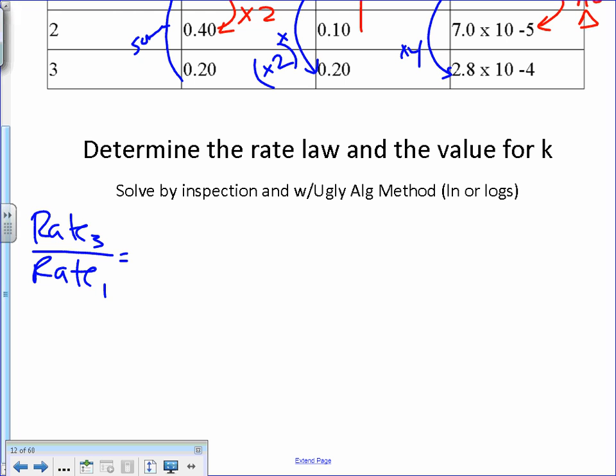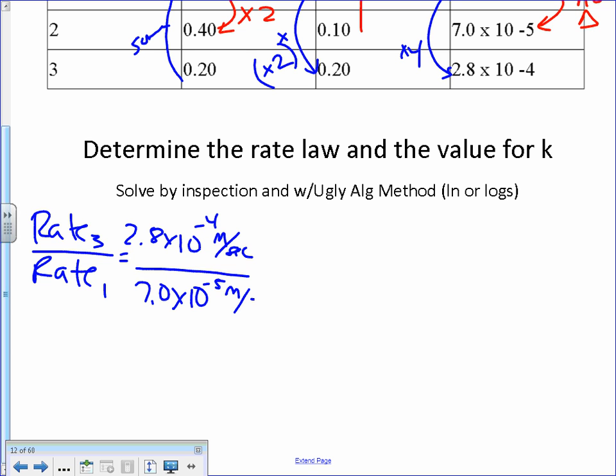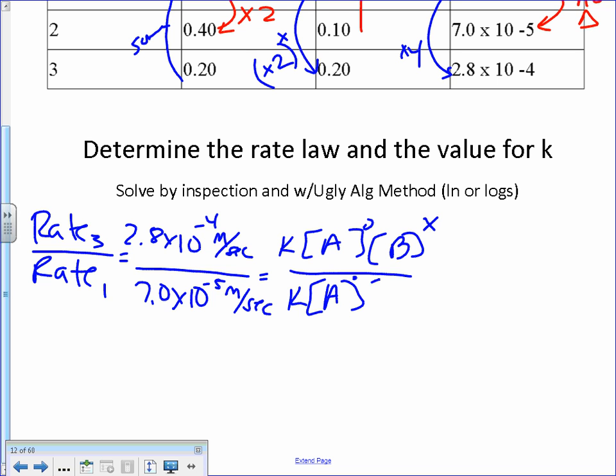What was rate 3? 2.8 times 10 to the -4th molar per second. And rate 1 is 7.0 times 10 to the -5th molar per second. Okay? And then what do the rate laws equal? Would they equal the same format? What's the first thing in a rate law? K. Okay? Times the concentration of A to the 0 we had already figured out. And let's pretend we don't know B for a second because I'm just trying to prove this to you. I'm going to call it B to the X.